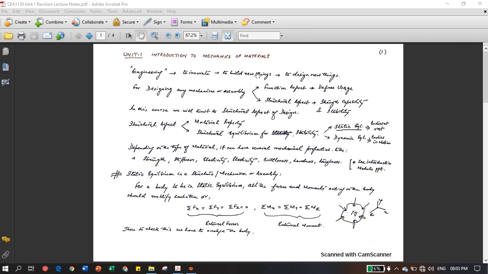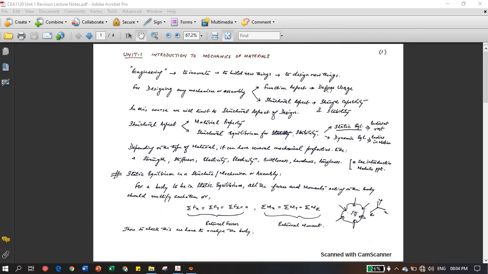So you have to design that according to the basic need, or who is going to use it. That's basically the design. For designing anything, you have to know the different aspects of that material or assembly that you are going to design. We have two basic aspects that cover the designing philosophy. First is your functional aspect, and second is your structural aspect.